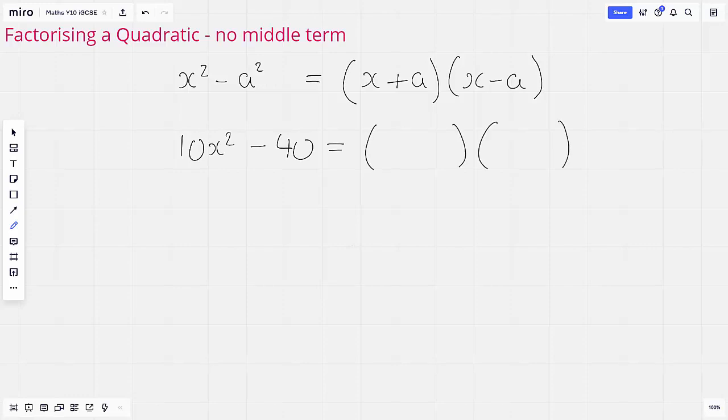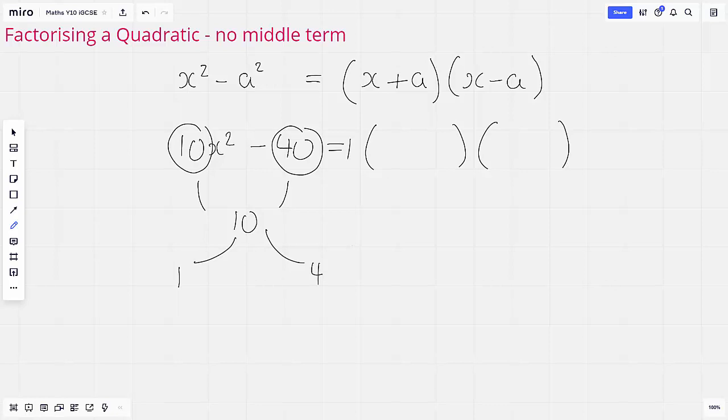Well, before we begin, there's actually a common term already. If we take the 10 and the 40, and remember what we did in part 1 of factorising, very simple factorising, we tried to pull out common terms. What's the common term for 10 and 40? What will divide into both? Well, of course, the answer is 10, which will give me a 1 there and a 4 there.